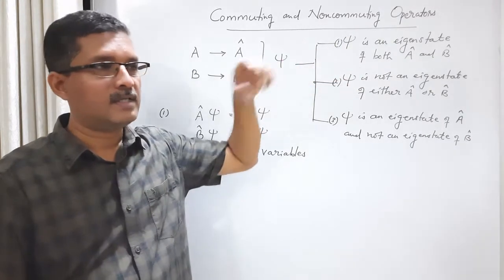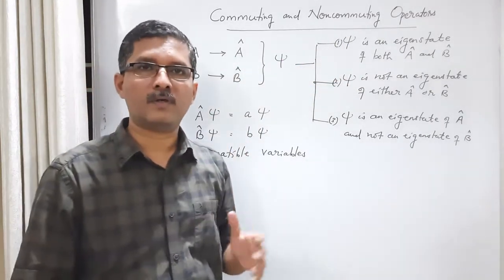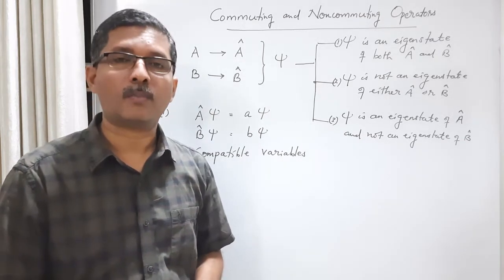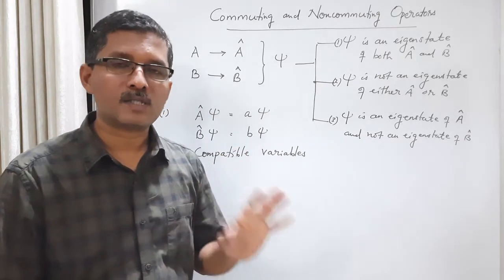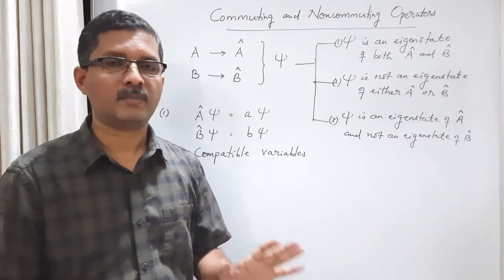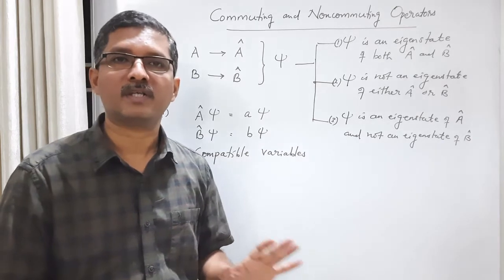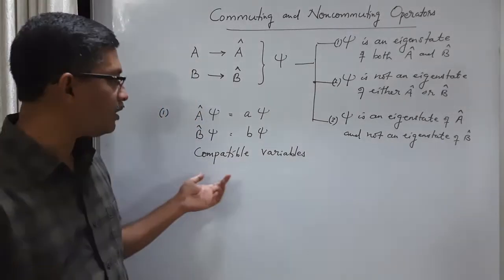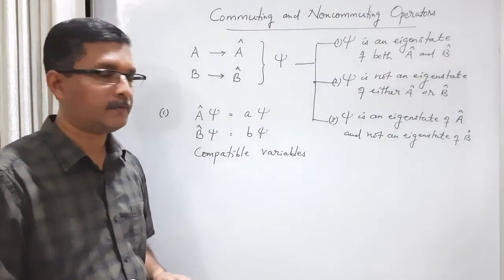So if a state is an eigenstate of two operators, a common eigenstate of two operators, then the corresponding physical quantities are sharp. Both are sharp. That means every trial of their measurement gives the same eigenvalue. They are called compatible variables.